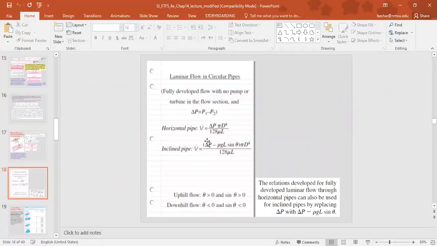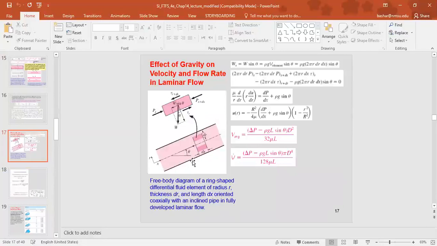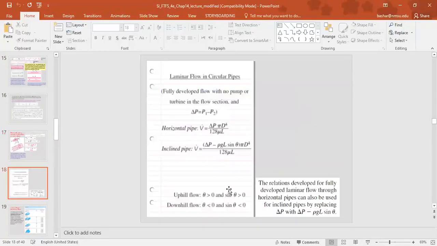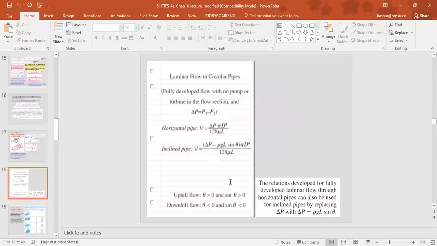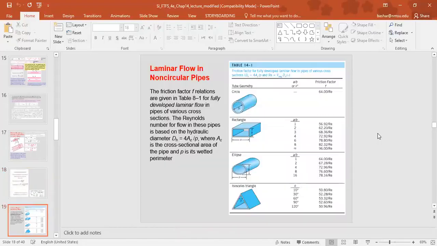Okay, so again, the summary here: for horizontal pipe, this is the volume flow rate. For inclined pipe, this is the volume flow rate. In case theta is greater than 0, theta is shown here. This is the reference for theta with the horizontal. So in case theta is greater than 0, then sine theta is greater than 0, and it's called uphill flow. While if theta is less than 0, so that's the opposite, inclined in the opposite direction, then sine theta is less than 0, and the flow is called downhill flow.